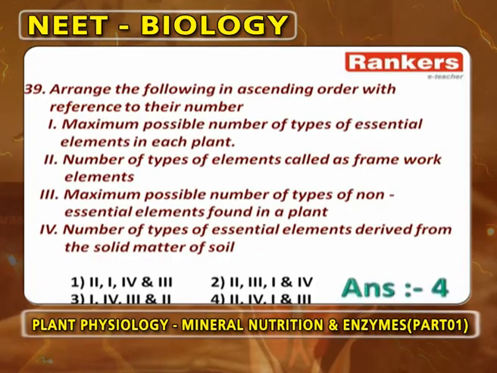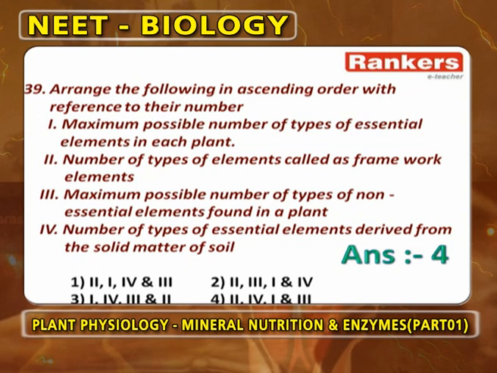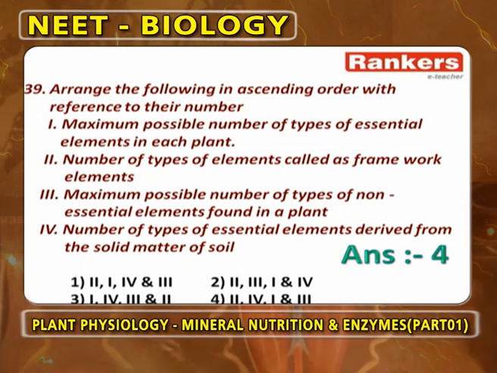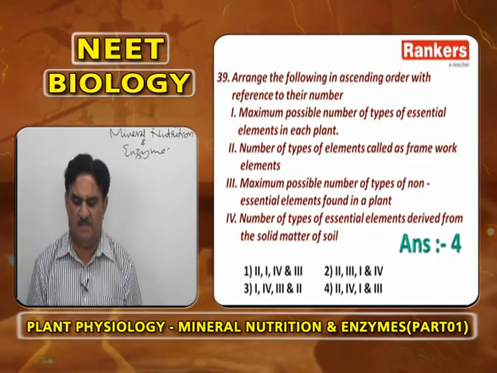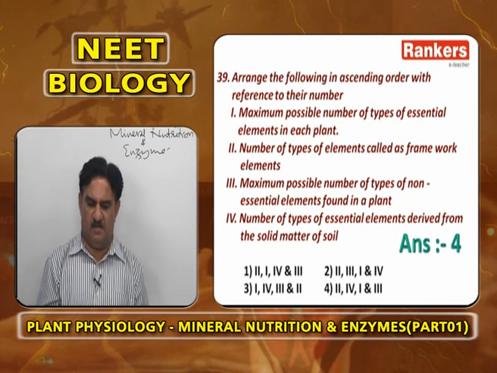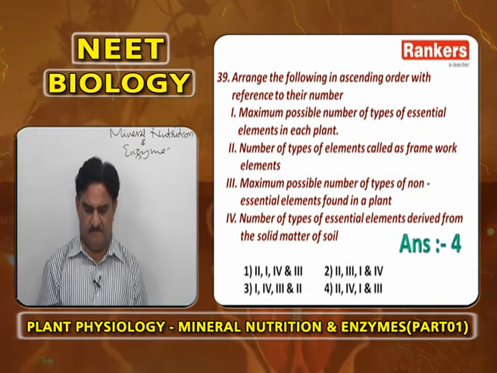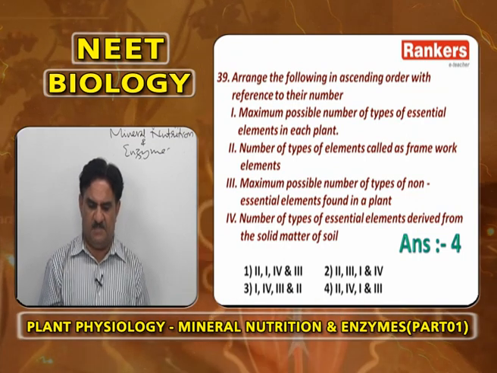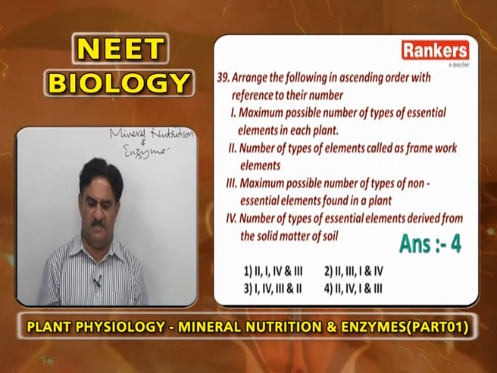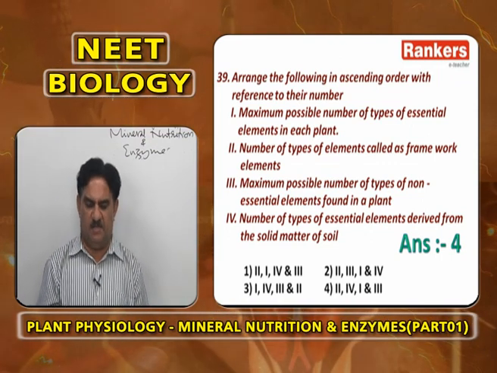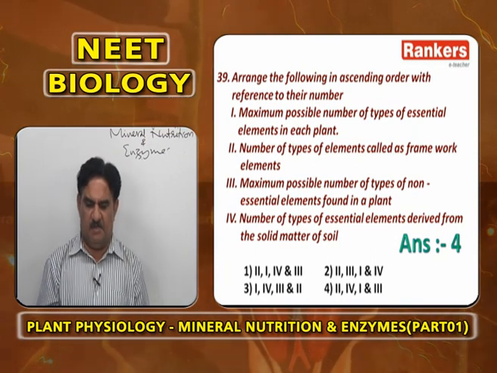Next. Arrange the following in ascending order with reference to their number. Maximum possible number of types of essential elements in a plant. Number of types of elements called framework elements. Framework elements are only 3: carbon, hydrogen, oxygen. So definitely 2 will come first. Maximum possible number of types of non-essential elements found in plants. Number of types of essential elements derived from the solid matter of the soil. Solid matter of the soil means 13.